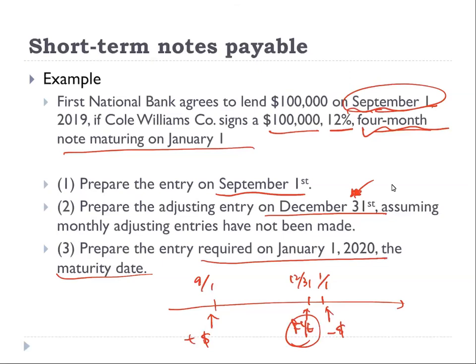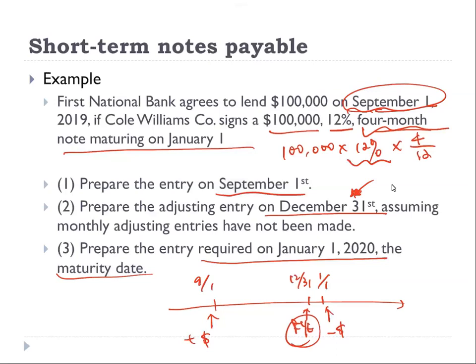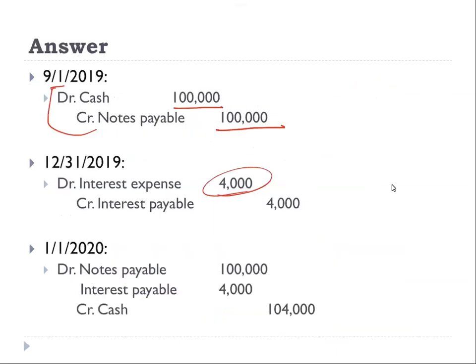But because the firm has used this 100,000 for 4 months, it has generated interest, which is to be paid. And how do we calculate this interest? 100,000, that's the face value of the note, multiplied by 12%. So this is the interest rate for the whole year. And we multiply it by 4 months over 12 months. So this is going to give you $4,000, which is the interest for the 4 months. So we debit interest expense 4,000, credit interest payable 4,000.